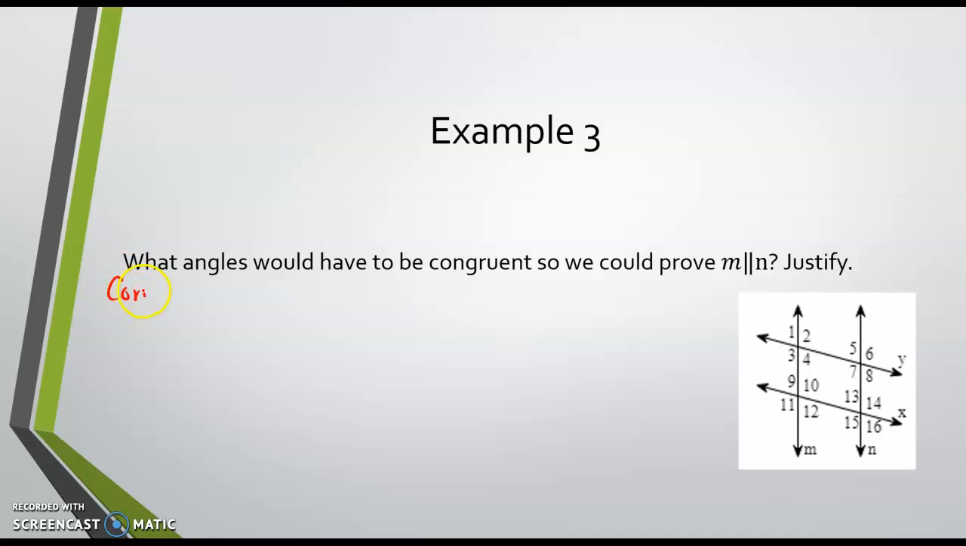So we're going to start with corresponding. To know if we have parallel lines, our corresponding angle pairs would have to be congruent. To figure this out, I'm physically covering up line X so I can start with line Y. So corresponding angles would be angle 1 with angle 5. So angle 1 congruent to angle 5, or angle 2 congruent to angle 6.